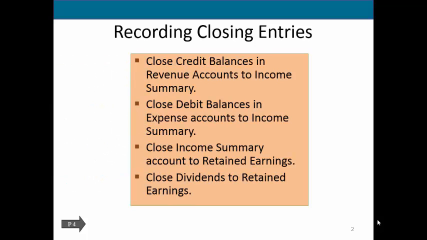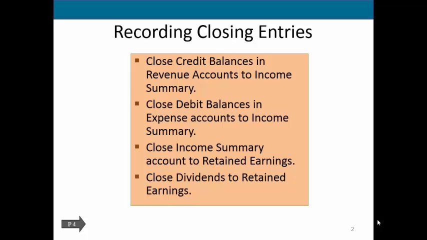So when we close an account, this means we want it to be zero. So in order to do this, we'll close our credit balances in revenue to income summary. We'll close the debit balances in expenses into income summary. Once we've done that, we will close income summary into retained earnings, and then we'll close dividends directly into retained earnings. So basically all we're doing is if an account has a balance, we need to zero it out.